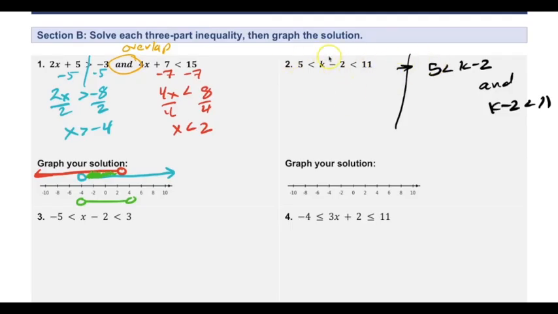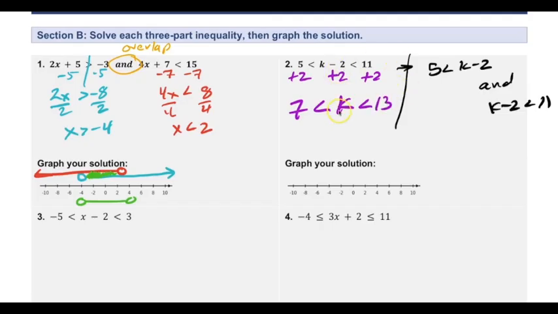I like to solve it in one go. And the trick is, whatever you do to one side, you've got to do to all 3 sides. And we're going to start from this middle here. So I want to get the variable by itself, so we want to add the 2. So we go plus 2, plus 2, plus 2. So we get 7 is less than k is less than 13.